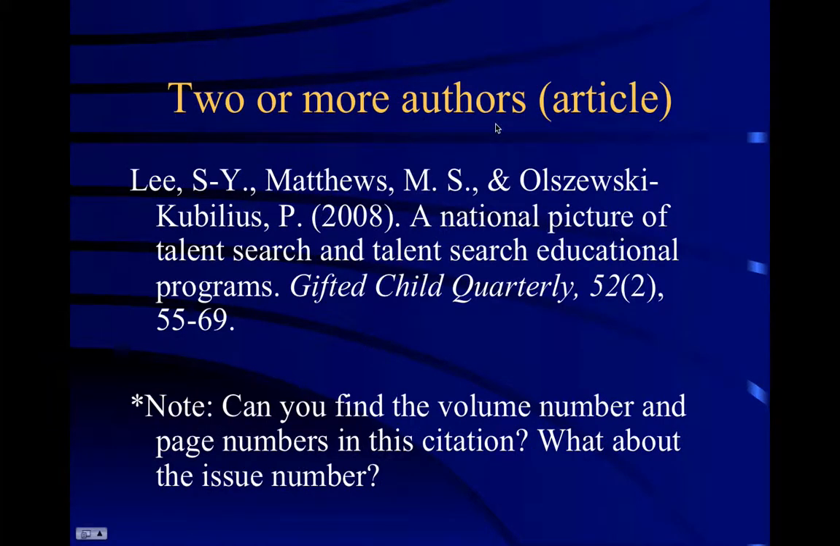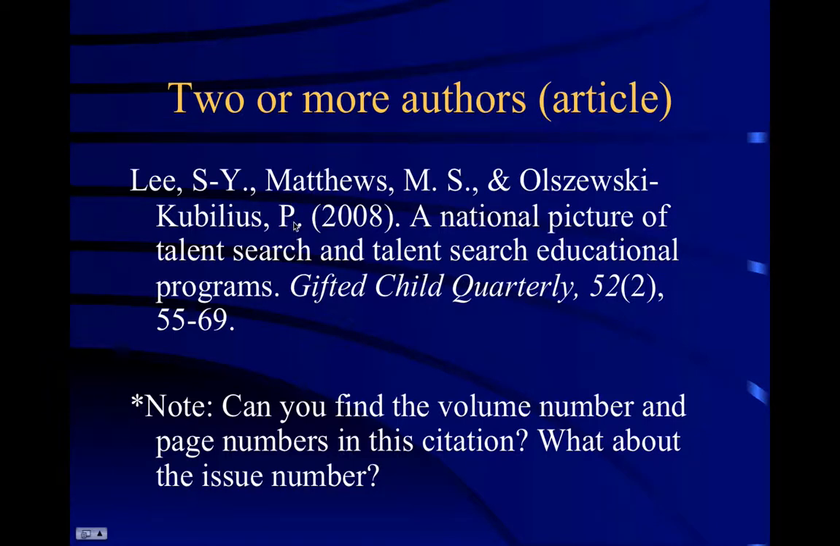If you have two or more authors for an article, again, here's how they are done. This is a hyphenated name, but they're just using the letters. And then these are his initials for Matthews, and Olszewski, a hyphenated name here for a last name, and then they aren't using the middle initial, just the first.